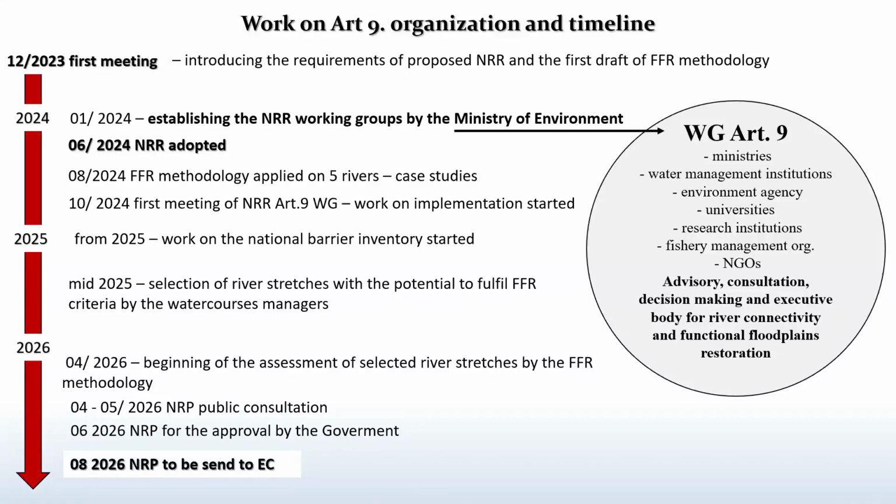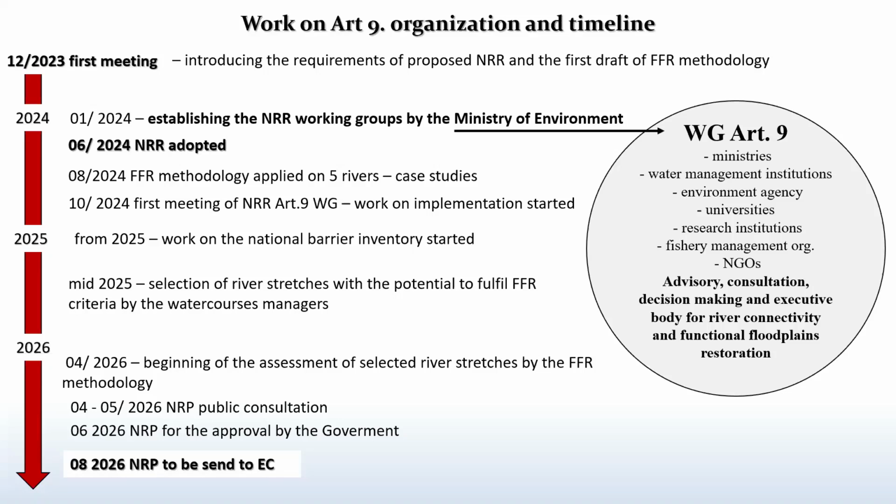So as for the organization and some timeline, we had a first meeting at the end of 2023, where we introduced requirements of the proposed regulation and the first draft of the free-flowing river methodology. Then at the beginning of 2024, before the Nature Restoration Regulation was adopted, the Ministry of Environment was preparing for that regulation by establishing working groups. So they also established a working group for Article 9.